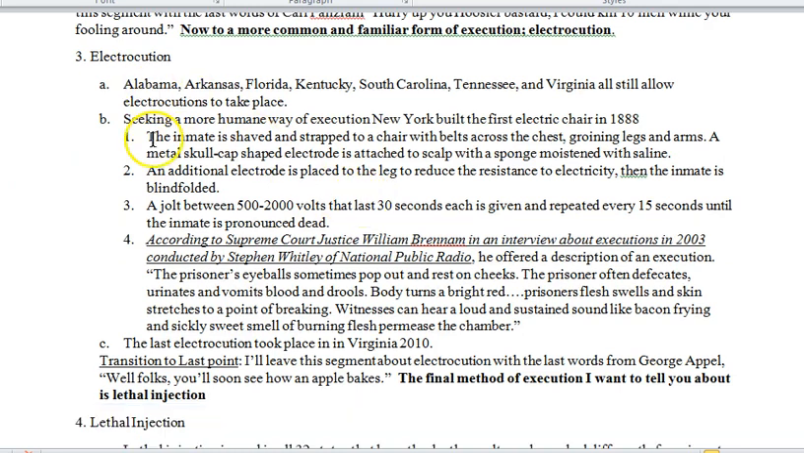Okay, again, I can see that this particular speaker is using a similar structure. So where it's still ought to take place, the process of how it happens, and then the last electrocution took place. Again, we had this transition here with the last words of George Apple and what he said, and then the final method I want to tell you about is lethal injection.